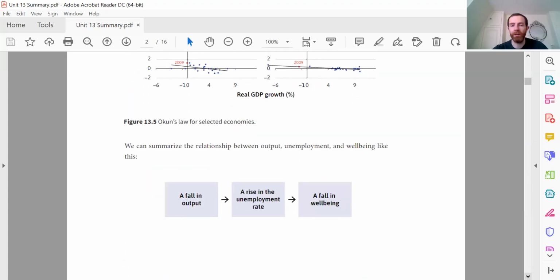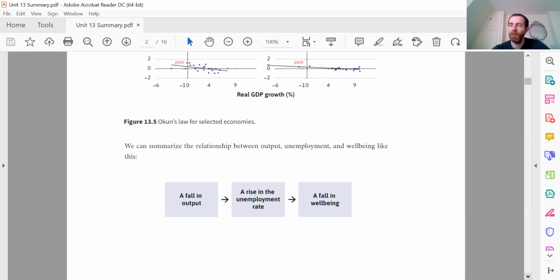Okay, so why are we interested in all this? Well, this sums it up really nicely. If there's a fall in output, say a fall in GDP, we imagine that's going to cause a rise in the unemployment rate, and more unemployment, as I've said before, is going to lead to a fall in well-being. So from a government perspective, this is something they want to try and avoid, right? The purpose of a government is to try and improve the well-being of its citizens. So understanding why this might be happening is really important.